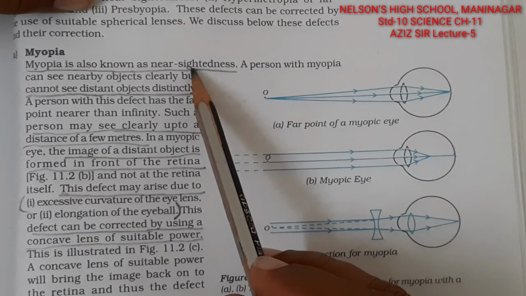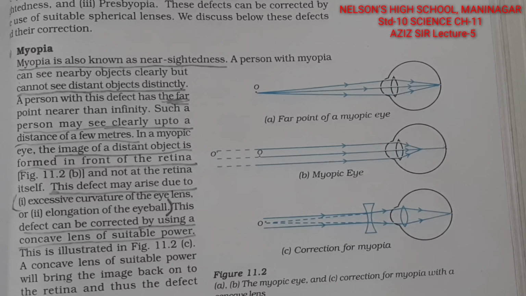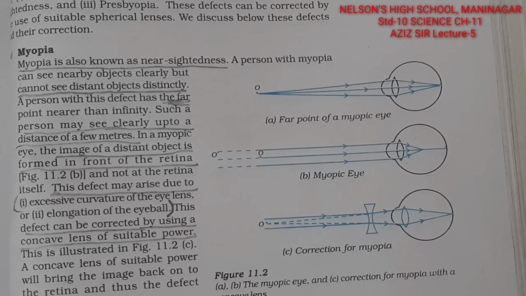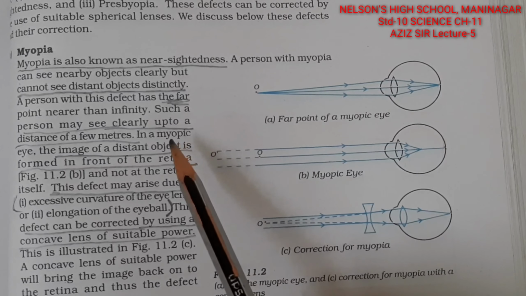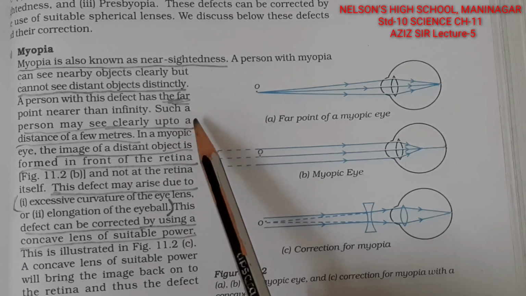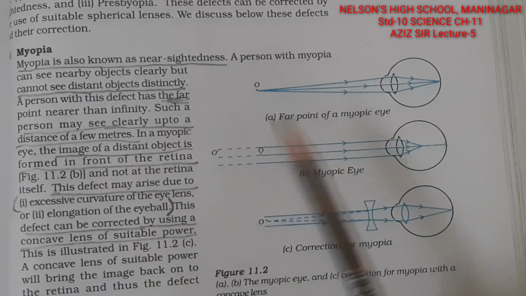But what happens here is that the person cannot see far away objects distinctly. Far point objects are not seen, that means very far objects, at infinity, are not seen very clearly. So before infinity, objects are not seen clearly. Up to a few meters the person can see, but after that they cannot see, as the image forms in front of the retina.